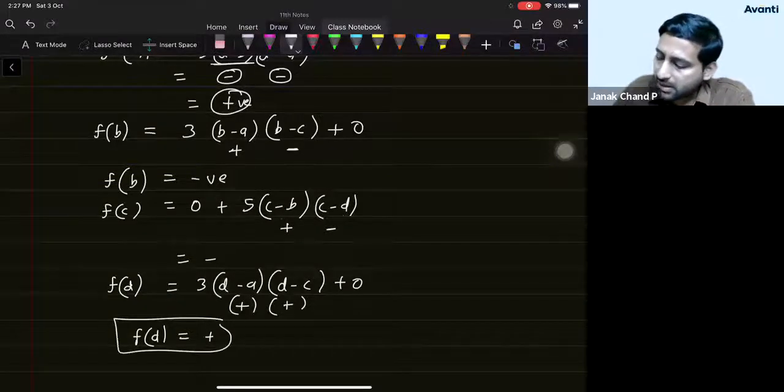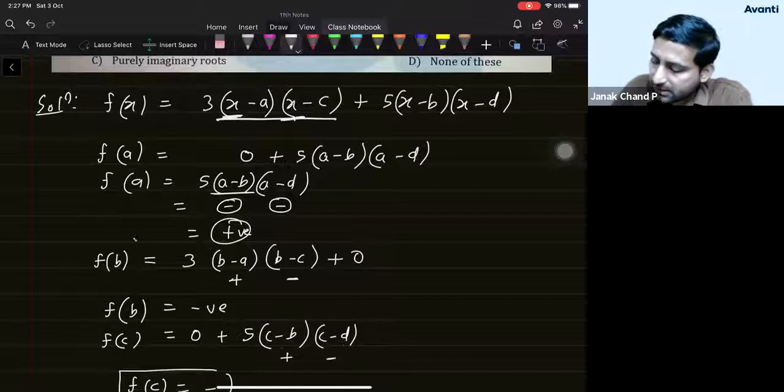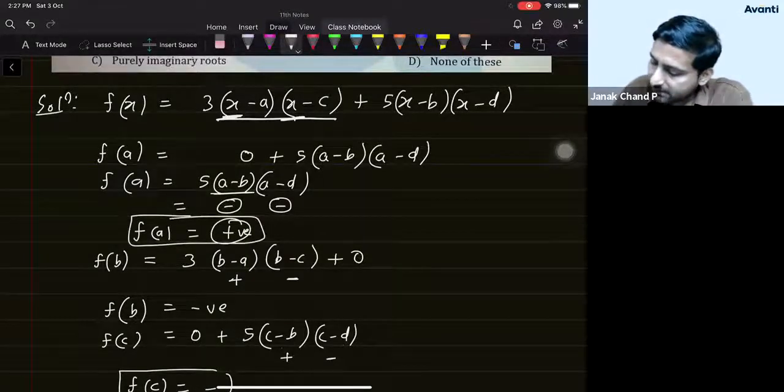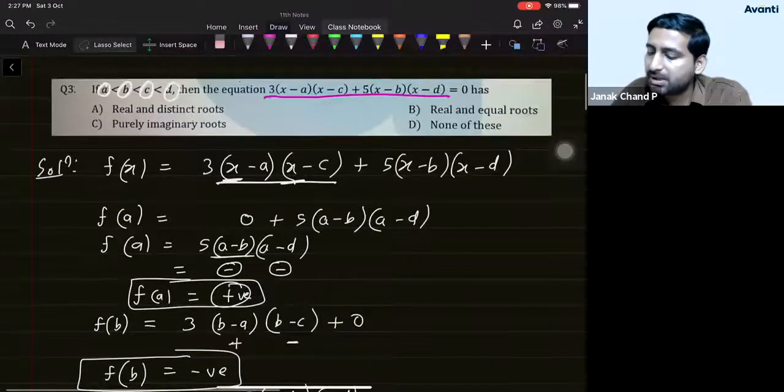F of D is positive. F of C is negative, right? And f of A is also positive. And then f of B is negative. Fine. Okay, since the actual value of A was not given, it is obviously not possible to get the actual value, but we can still get the nature of the expressions, right? Because they have given the relative order of these 4 numbers.